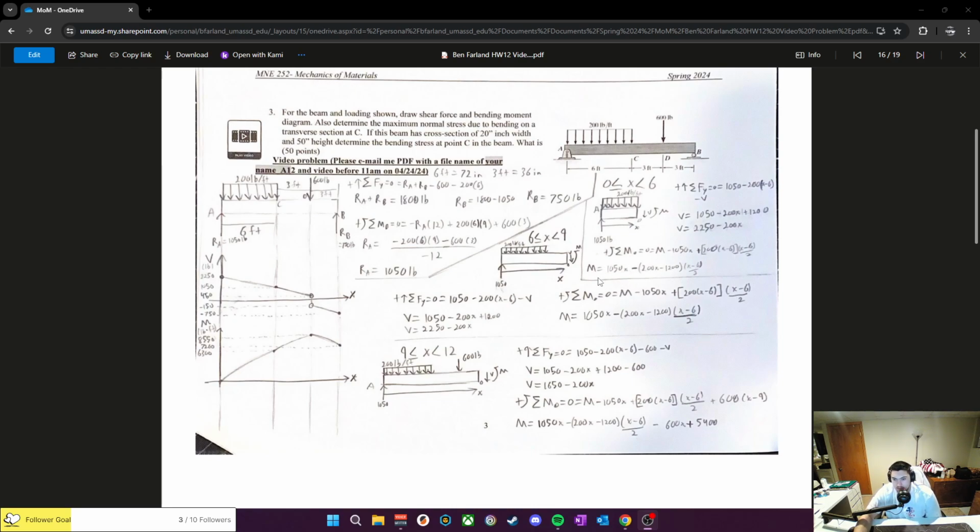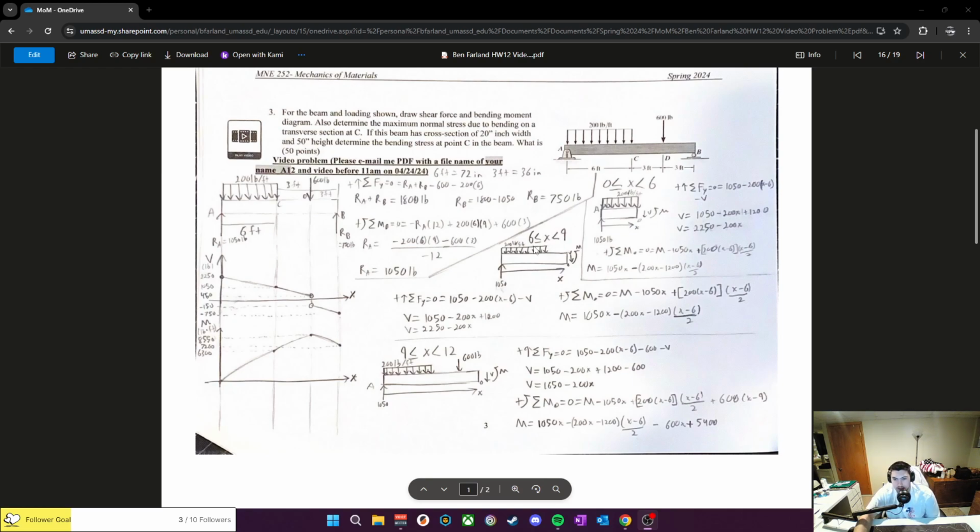Once we solve for M, we can find that the bending moment is equal to 1050x minus (200x minus 1200) times (x minus 6) over 2. To find that at x equals 0, the bending moment will be 0. And at x equals 6, the bending moment will equal 6300.